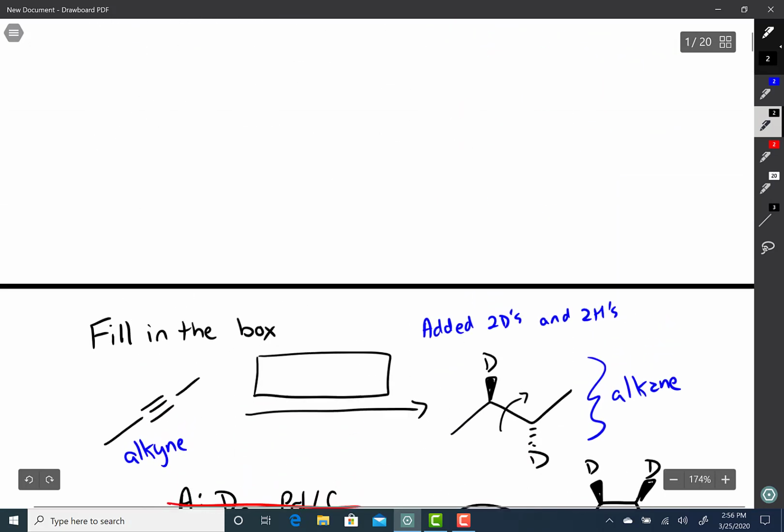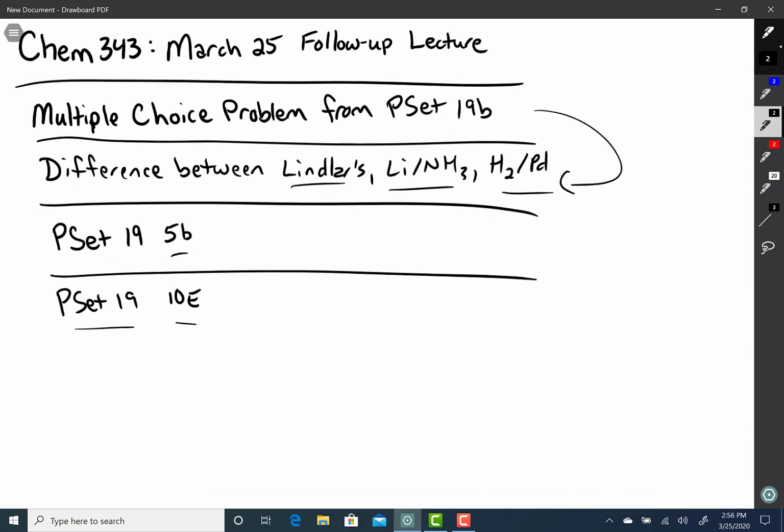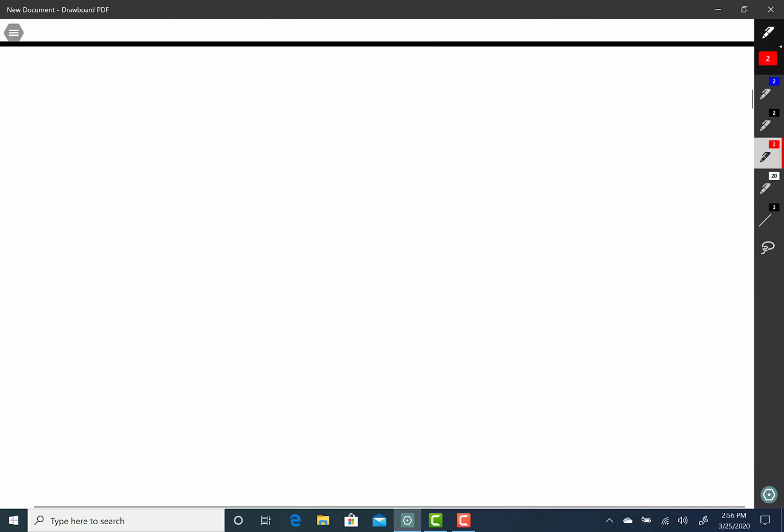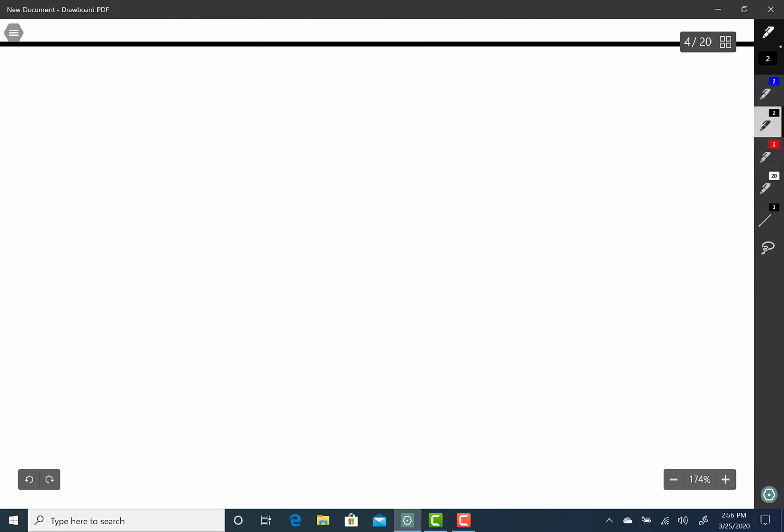So that covers the multiple choice problem for 19b and the difference between these. Now, problem set 19.5b. Okay, this is a mechanism problem, and it's not a very well-written mechanism problem.